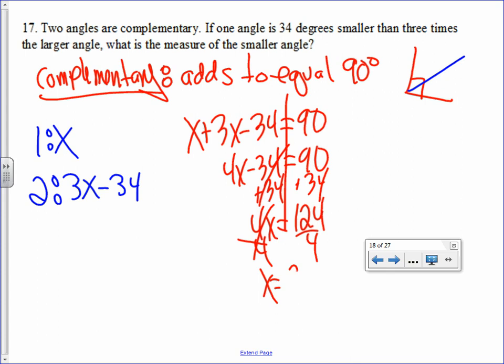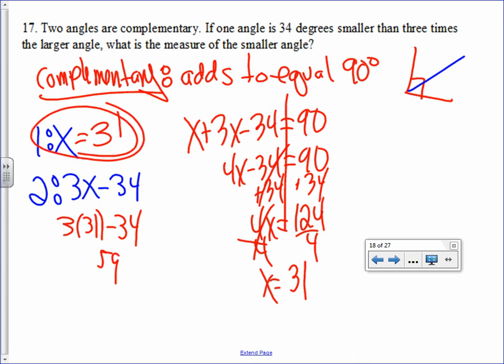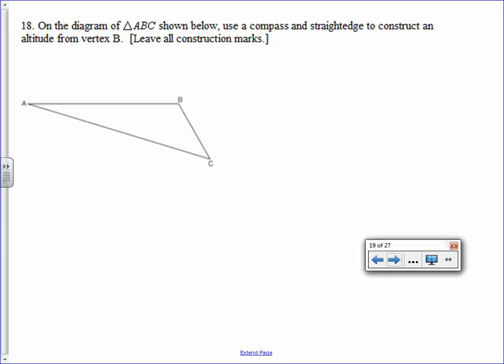X equals 31. Which one is the smaller angle? If you're not sure which one is smaller, plug it into both. X is 31. 3 times 31 minus 34 is something. I believe it is 59. Which one is smaller? Know what complementary, supplementary mean? Know what linear pair is?